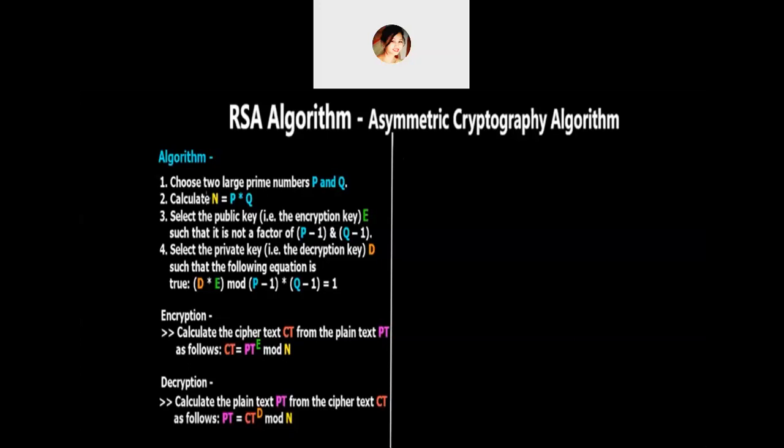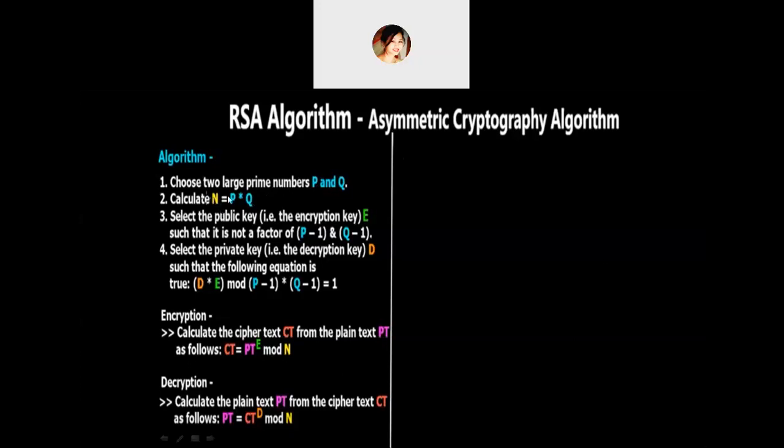A prime number is a natural number greater than 1 that is not a product of two smaller natural numbers, and it is divisible only by itself and 1. Can you give me an example of a prime number? Three, 5, 13, 11. Yes. So you now know what a prime number is.